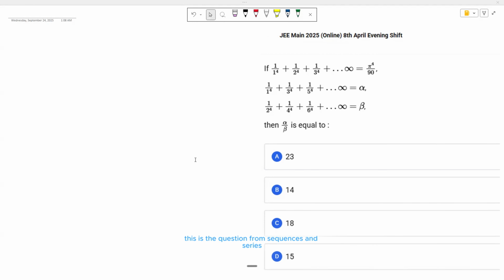Hello, good morning. This is the question from Sequences and Series, 8th April evening shift. Take a look at the problem.